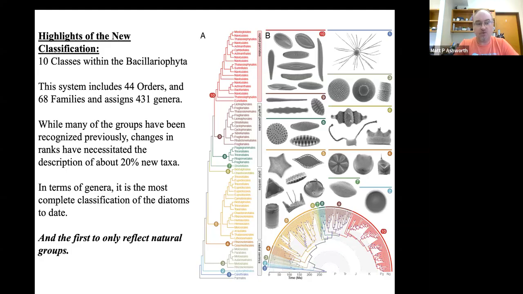And yeah, across all classifications, we think this is the one that is the most complete, contains the most genera of any classification that's been proposed, and certainly the only one that uses monophyly as the basis for that classification.